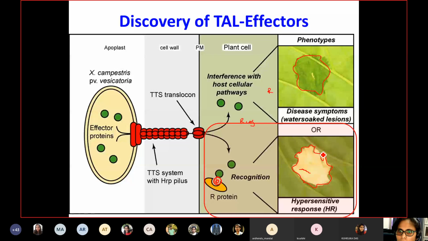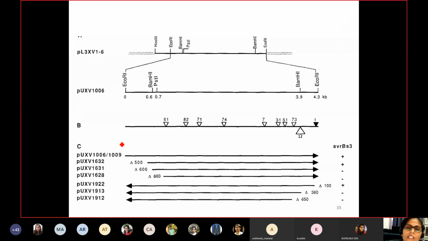So they were able to clone this AVR gene, and after cloning, the first observation was that the gene was very big compared to bacterial genes. This gene was around 4.3 to 5 kb, and they were able to clone it within one segment. Initial sequencing was unsuccessful because there was a lot of GC content in it. More than 64 to 67% of the gene was GC rich.